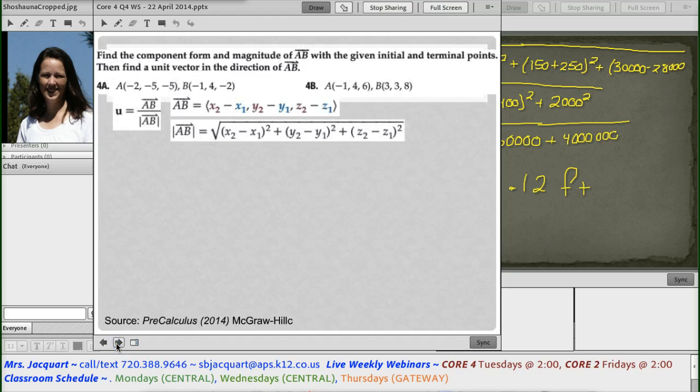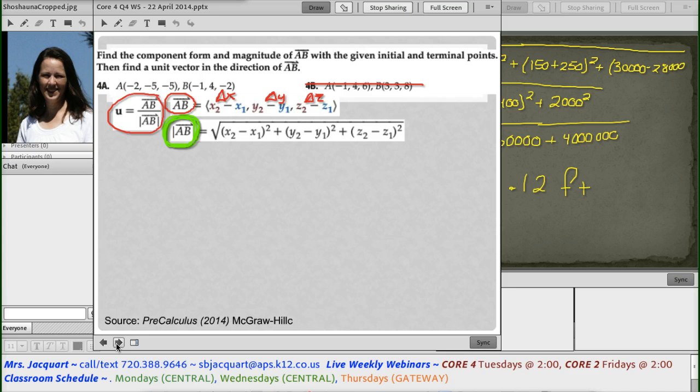Okay, so when I have two vectors in 3D space, it's not very hard. This is your distance formula. Then we want to find the changes in x's. We're not going to do that problem. We would just find the component form, the magnitude, and then we'll find the unit vector.